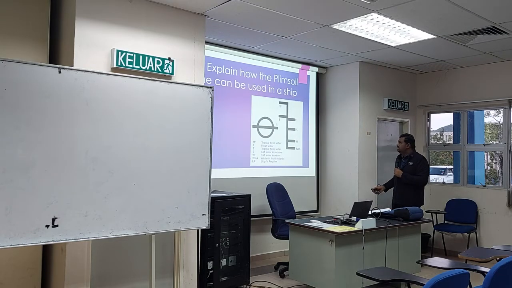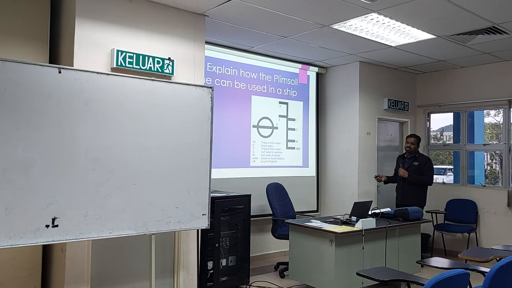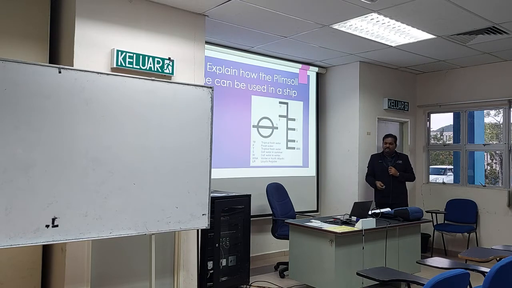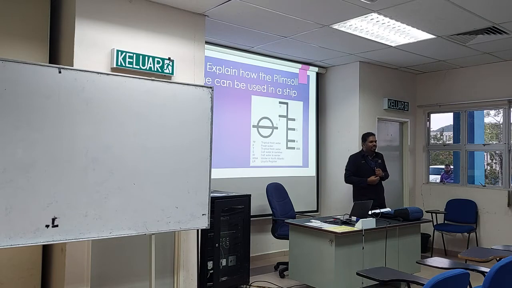Okay, so explain how the Flintstone line can be used in the ship. Macam mana? So based on apa yang you nampak dekat sini. Yang ini adalah left and right, so meaning the ship. So selalunya dia kena stable lah. Kalau kapal you sengit, yang ni dia akan turun bawah, yang ni maybe naik atas. Then what will happen?